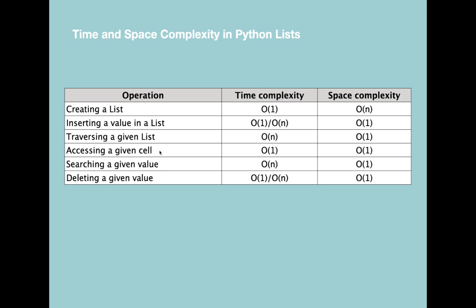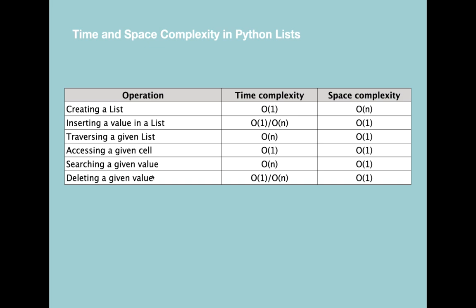Then we are continuing to the next operation, which is accessing a given cell. As we said in arrays, accessing a given cell is very efficient in arrays. Here it's the same. Because based on index, we can identify the location of the cell in the memory and access it directly. Here, any iteration is not required. That's why the time complexity is O(1). This is a very advantageous part of lists and arrays. So the space complexity for this is O(1) because here again additional memory is not required to do this operation. Then we are continuing to the next operation.